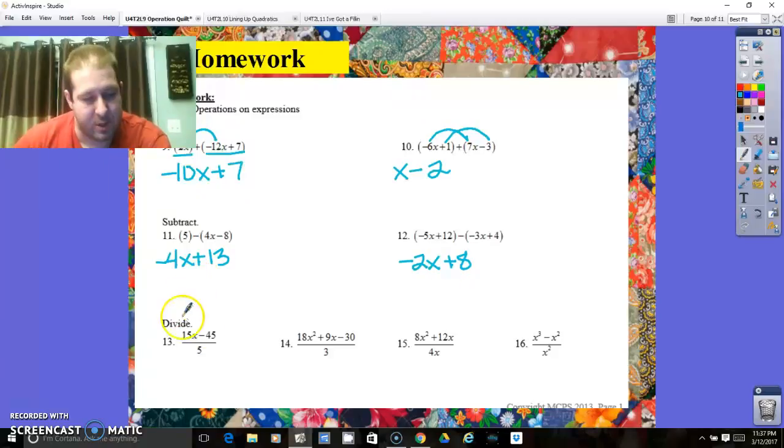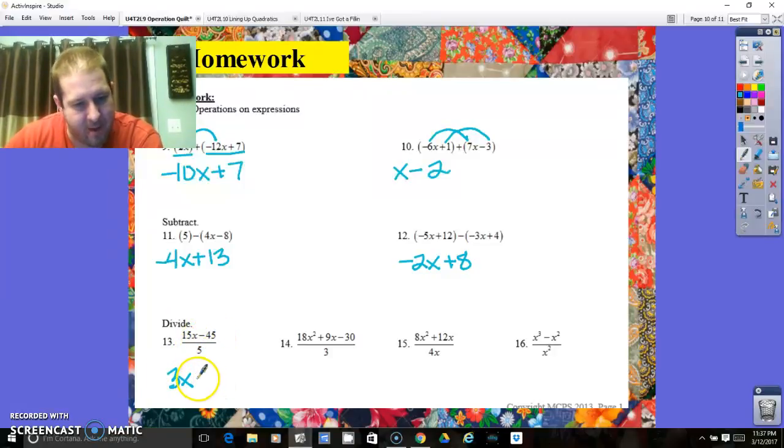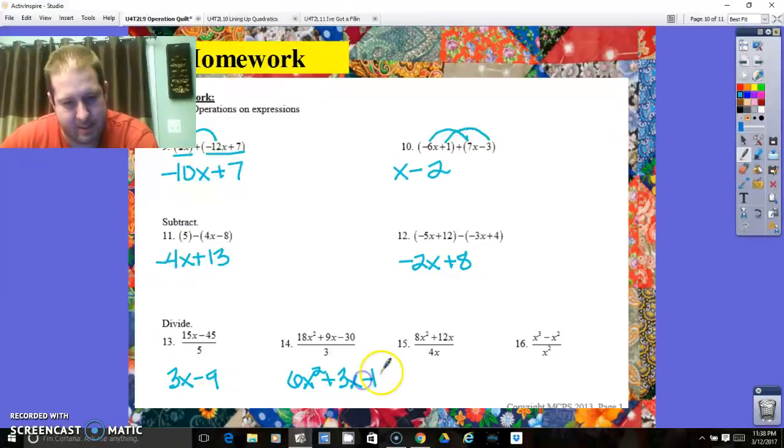All right, so division. Whatever is on top, you must divide everything on top by whatever's on bottom. 15x divided by 5 is 3x. Negative 45 divided by 5 is negative 9. Okay, we got a trinomial divided by 3. Divide everything by 3. 18 divided by 3 is 6x squared plus 3x minus 10. Done. Question 15. Divide everything by 4x.